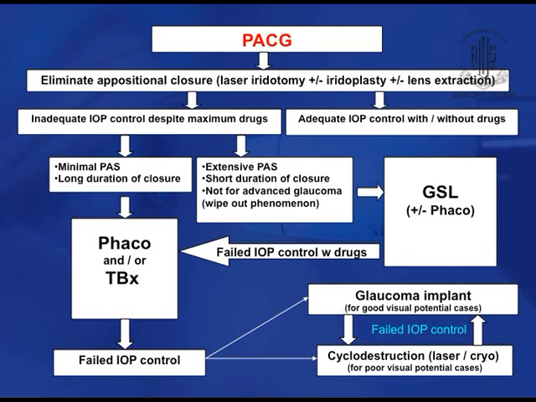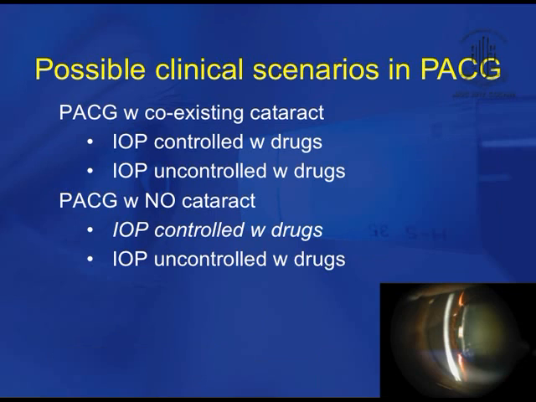And it is mainly around this arm of this diagram that I will focus my attention on within the next 15 minutes or so. If intraocular pressure is still uncontrolled after multiple trabeculectomy attempts, then you may consider either glaucoma drainage device implantation in cases with good visual prognosis, or cyclodestruction in cases with relatively poorer visual prognosis. I think the clinical scenarios in PACG can be largely grouped into these subcategories. They either are coexisting with cataract or without cataract. And in each category, you can either be controlled with drugs or not controlled with drugs.